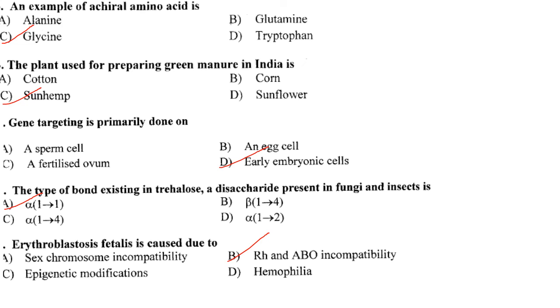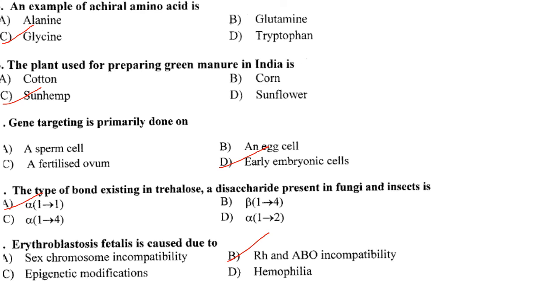The type of bond existing in trehalose, a disaccharide present in fungi and insects, is. Trehalose is a disaccharide formed by a 1,1 glycosidic linkage between two alpha glucose units. So the answer is alpha 1,1. Answer is option A.